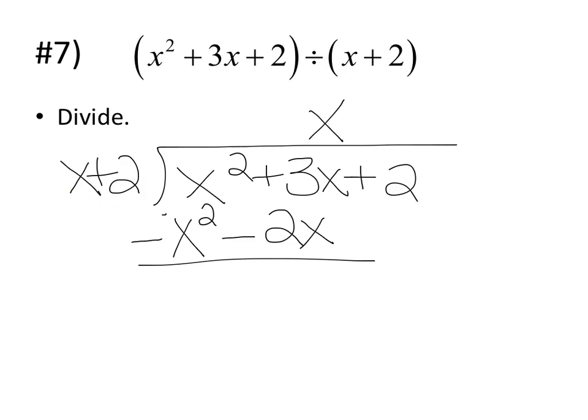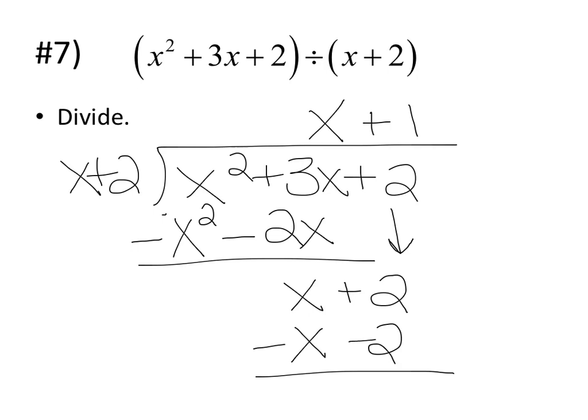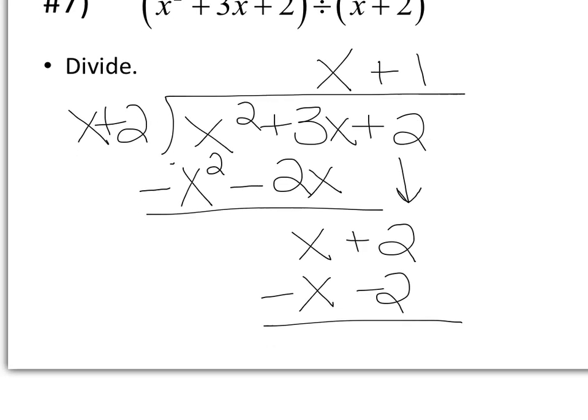You always change your signs. So x squared minus x squared is 0, and 3x minus 2x is just 1x, which we can just write x. And then you bring down your plus 2. Do the whole process again now. X times what gives me x? Times 1, right? So I'm going to put plus 1 up here. Always put a plus if it's positive. Then you multiply. 1 times x is x. Don't forget about the 2. 1 times 2 is 2. Always change your signs. So x minus x is 0. 2 minus 2 is 0. So you do not have a remainder, so your answer is just x plus 1.